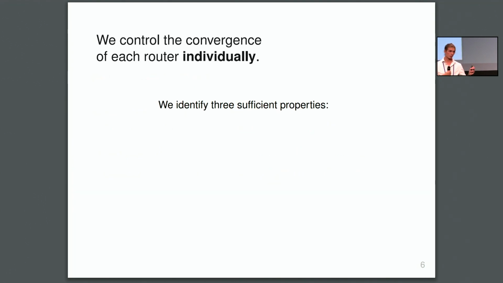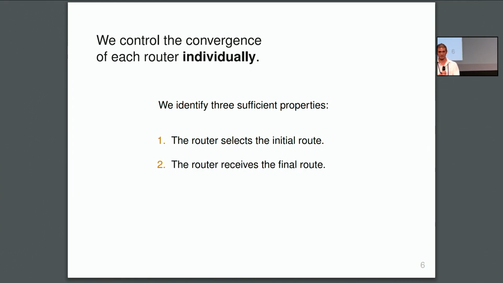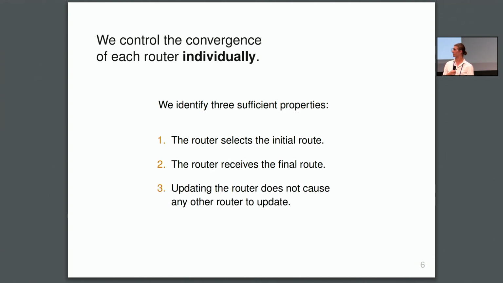So we want to control how BGP converges, and we do so by controlling each router individually when it updates from the initial route to the final route. So for one single router to update in a controlled way, we identify three sufficient properties. First, the router must select the initial route. Second, it must receive the final route without yet selecting it. And third, and most importantly, updating the router cannot cause any other router in the network to update.